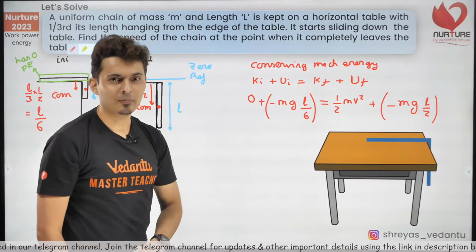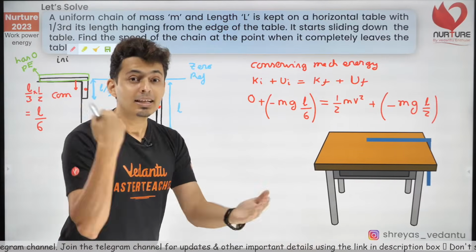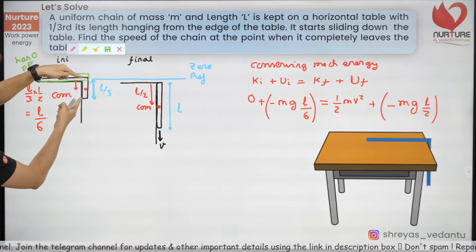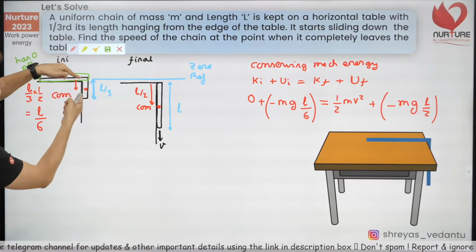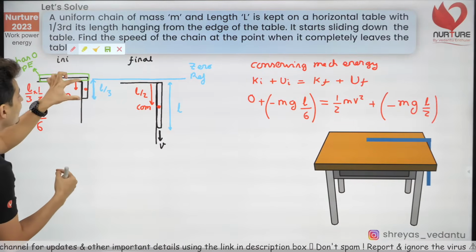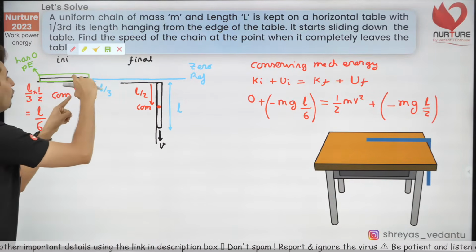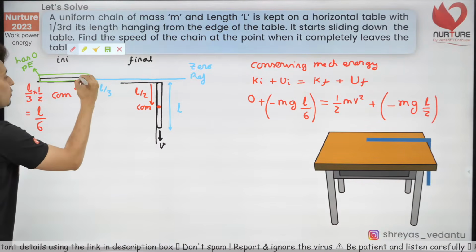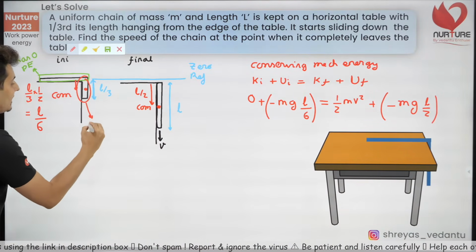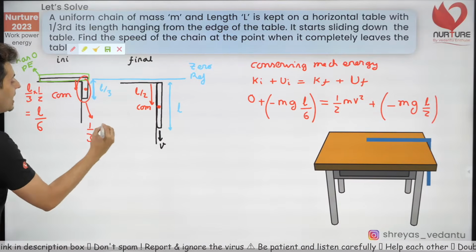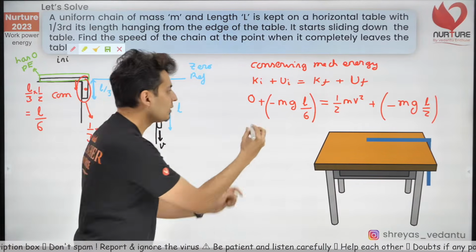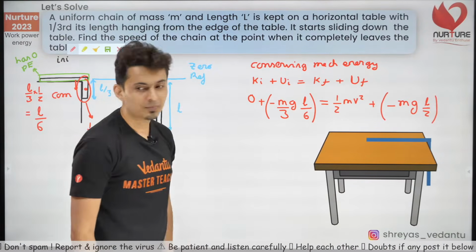It is not m. Why is it not m? Guys, whose potential energy are you calculating? You are calculating this hanging part's potential energy. How much is the mass of this? The total mass was m. This is a 1/3 part, 1/3 of the total mass. M by 3. So this will be m by 3.